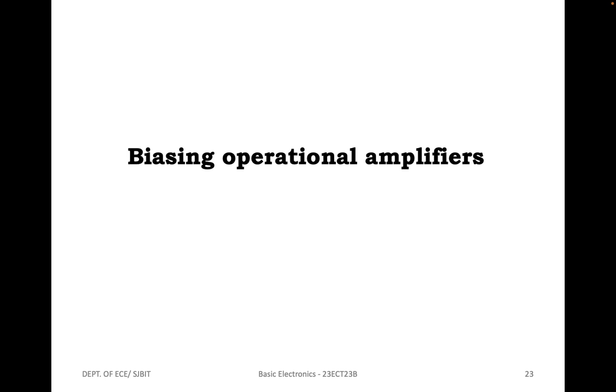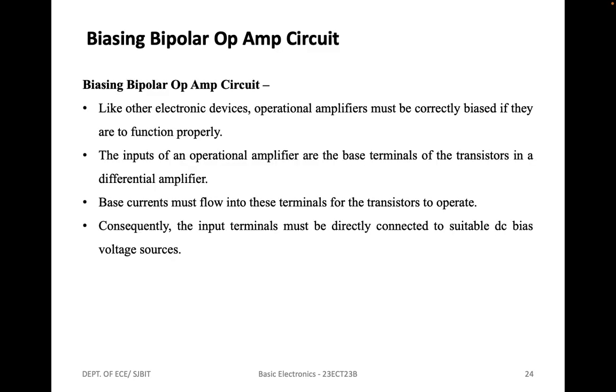So coming to biasing operational amplifiers, like other electronic devices, operational amplifiers must be correctly biased if they are to function properly. The inputs of an operational amplifier are the base terminals of the transistors in a differential amplifier, and the base currents must flow into these terminals for the transistors to operate. Consequently, the input terminals must be directly connected to suitable DC bias voltage sources.